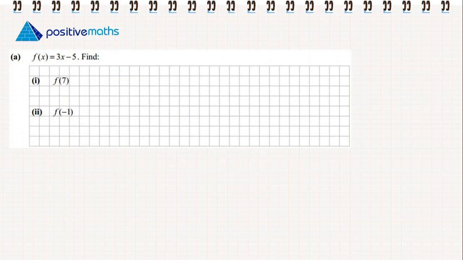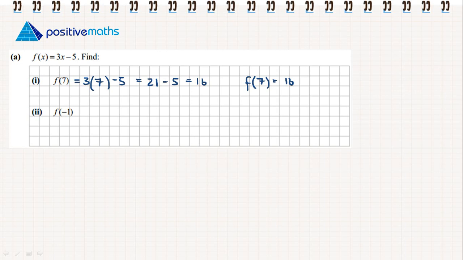So part A, we're given a function. The f of x is equal to 3x minus 5. And the first part asks us to find the f of 7. To find the f of 7, we substitute in 7 for x. So now we're going to have 3 multiplied by 7 minus 5. That's going to give us 21 minus 5, which will give us 16. So the f of 7 is equal to 16.